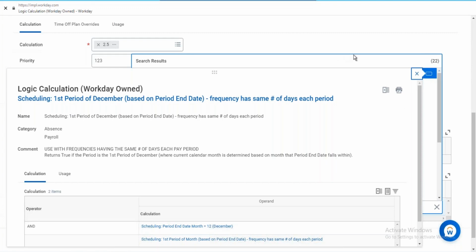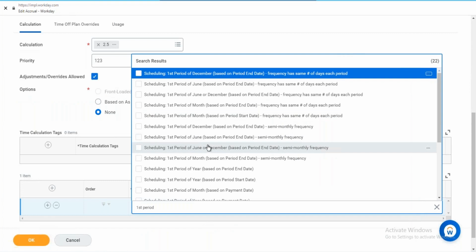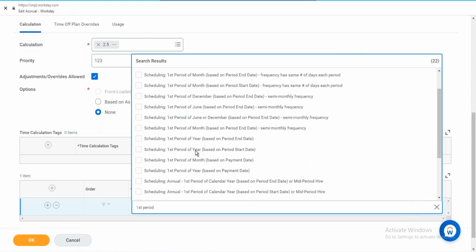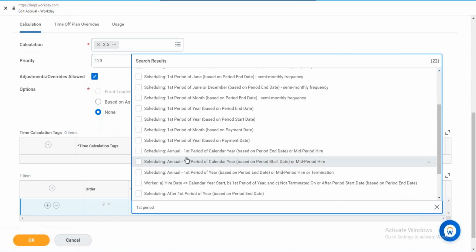There are a lot of schedulings. First period of June means the first balance would be given in June. First period calendar year date, or mid period scheduling, annual first period calendar date. And then I was trying to search for the one, mid-period hire or termination. For annual scheduling, annual first period of year based on the period ended, or mid period hire or termination, you need not type all those things. Always read the description of what is stated over here. This would actually help.